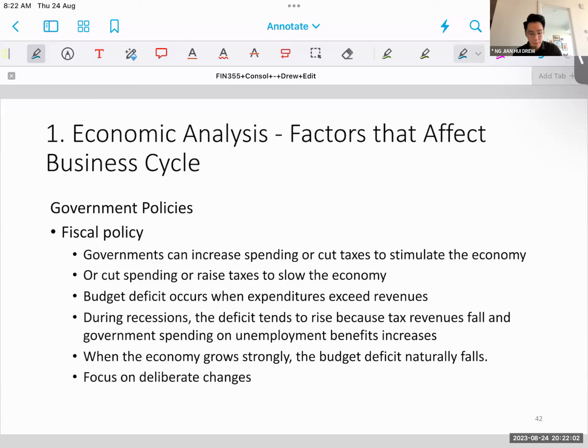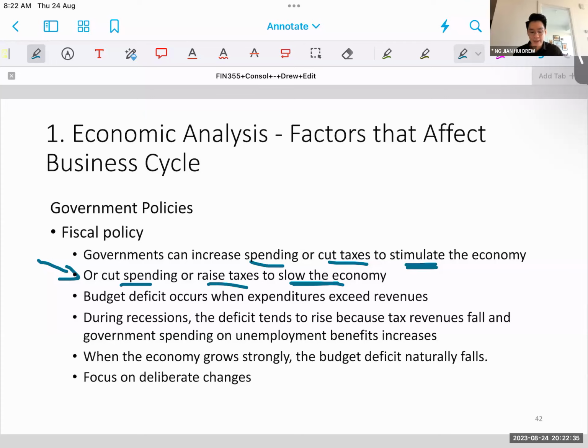So in terms of fiscal policy, government can increase spending or cut tax to stimulate the economy, right? Or they can cut spending or raise tax to slow the economy. So this is what is being done now, right? There is maybe a rise in tax, not really in Singapore. Government tends not to do it because fiscal policy tends to be more of a long-term outlook. So yeah, there might be some increase in tax as we see with our GST and all, but generally it's not due to short-term shocks in the market.